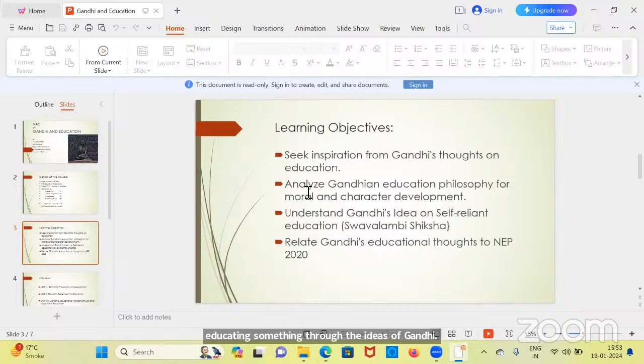One of the major objectives of this course is that it connects to the present New Education Policy 2020, and how it enables skills in students. So these are the learning objectives for this course.